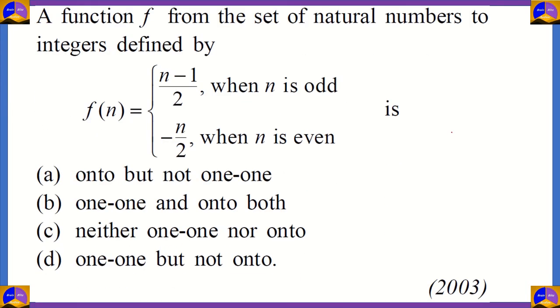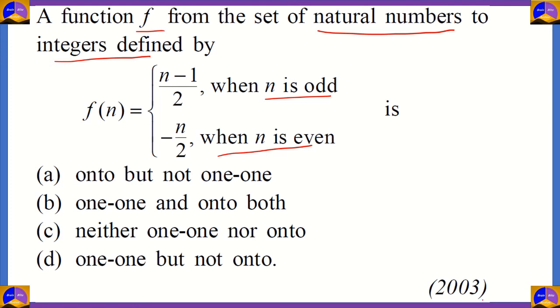This is the final question of this episode. A function f from the set of natural numbers to integers is defined by f of n equals n minus 1 by 2 when n is odd, and f of n is minus n by 2 when n is even. So you need to find out whether the function f is one-one onto but not one-one, one-one and onto both, neither one-one nor onto, or one-one but not onto.